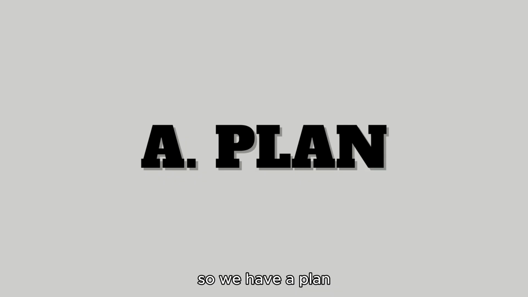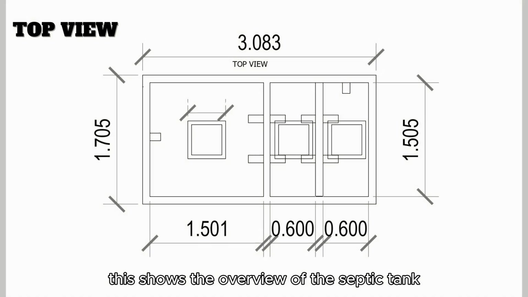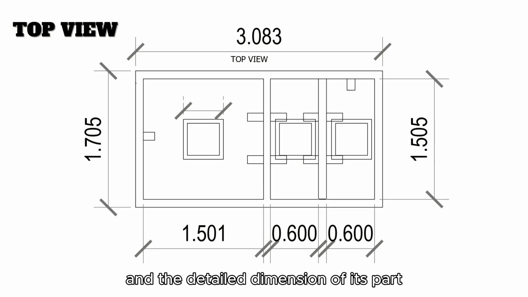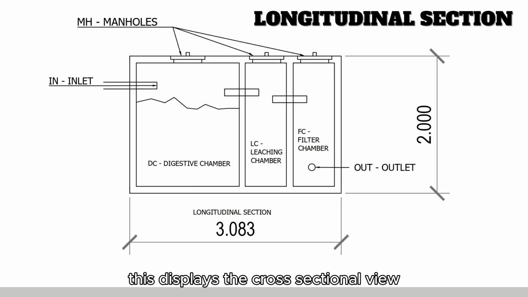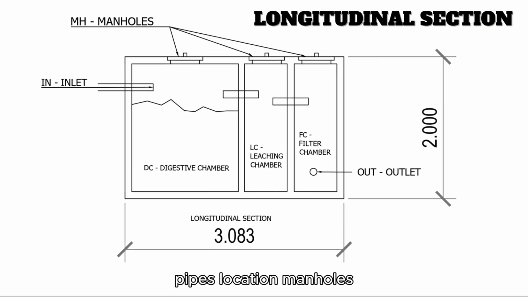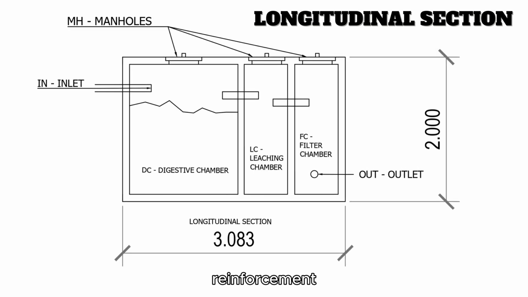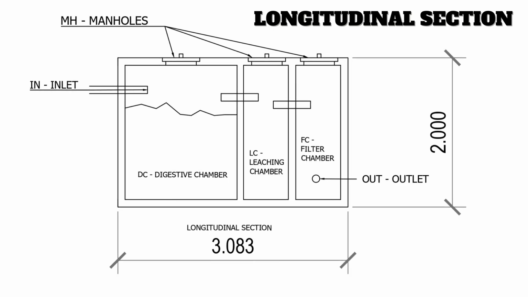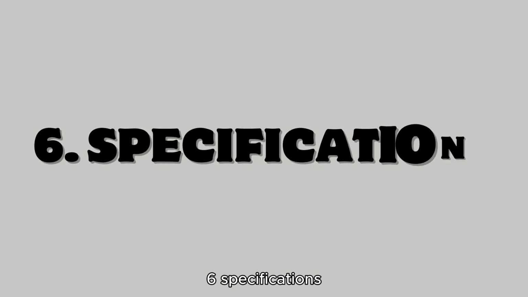So we have A, plan. This shows the overview of the septic tank, including the top view and the detailed dimensions of its parts. B, longitudinal section. This displays the cross-sectional view, highlighting the height, compartments, pipe locations, manholes, reinforcement, and the other necessary details for construction.